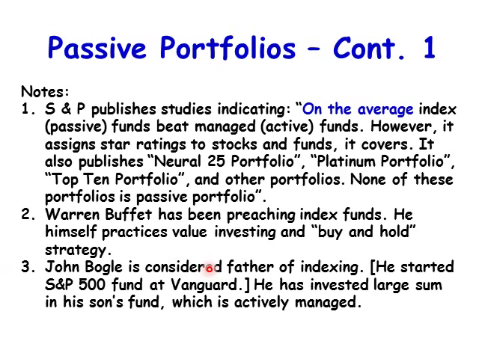John Bogle is considered the father of indexing. He started the S&P 500 fund at Vanguard. He is also the founder of the Vanguard company. He has invested a large sum in his son's fund, and that fund is actively managed. So that is not passive.